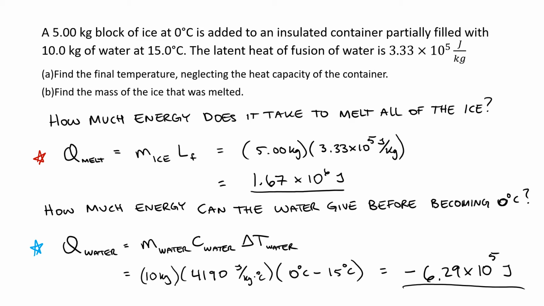Okay, so that's very interesting. We see that up at the top, it needs a lot more energy. It's times 10 to the 6th. Below, the water can only offer 6.29 times 10 to the 5th. So ultimately what that means is the water cannot melt all of the ice. It does not have enough energy. It does not have a high enough temperature or a big enough mass to melt all of the ice that's thrown into the bucket.